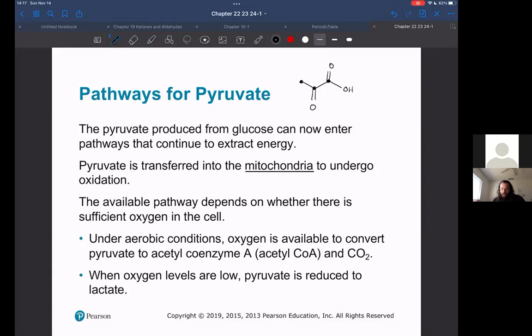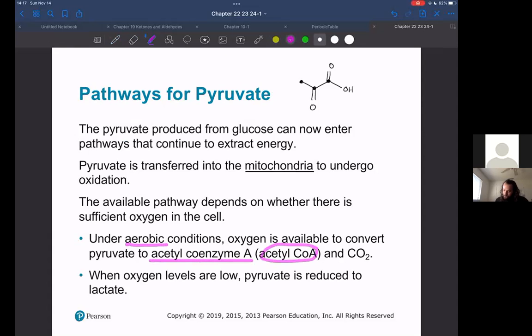Okay. All right. So, pathways for pyruvate. Again, glucose is converted to pyruvate in glycolysis, which happens in the cytosol. That pyruvate moves into the mitochondria, where it undergoes further oxidation. There are two different types of oxidation that can occur depending on how much oxygen is present in the cell. The first is under aerobic conditions, meaning oxygen is present. The pyruvate is converted to acetyl-CoA.